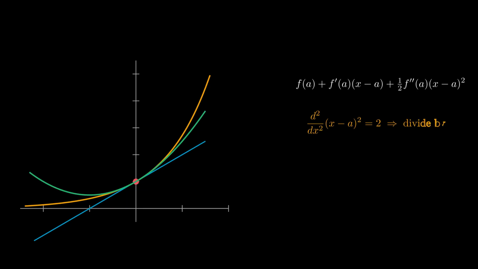Where does the 1/2 come from? The term has to reproduce the second derivative at A. Differentiate the square twice, and you get 2. To cancel that 2 and land exactly the second derivative, you divide by 2. Now the parabola hugs the curve over a wider stretch than the line did.